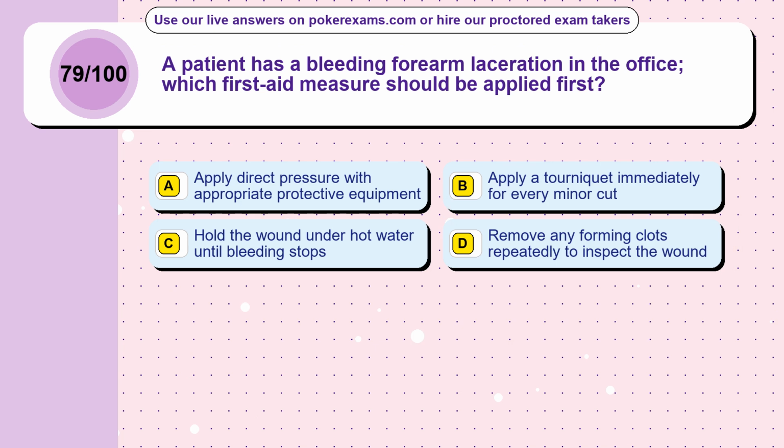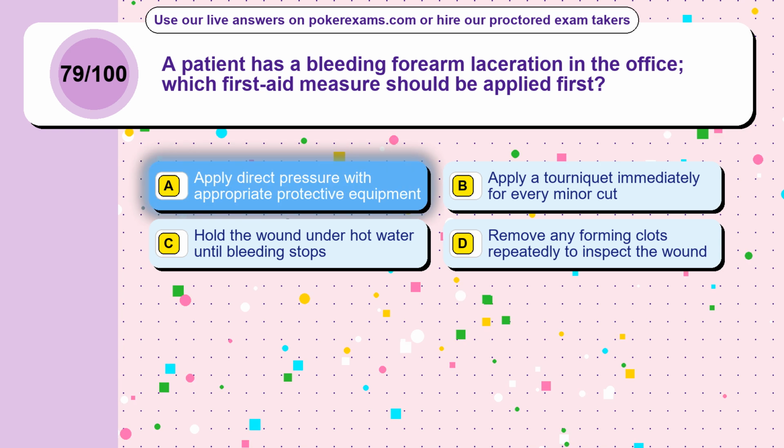Question 79. A patient has a bleeding forearm laceration in the office. Which first aid measure should be applied first? Option A, apply direct pressure with appropriate protective equipment. Option B, apply a tourniquet immediately for every minor cut. Option C, hold the wound under hot water until bleeding stops. Option D, remove any forming clots repeatedly to inspect the wound. The correct answer is option A, apply direct pressure with appropriate protective equipment.